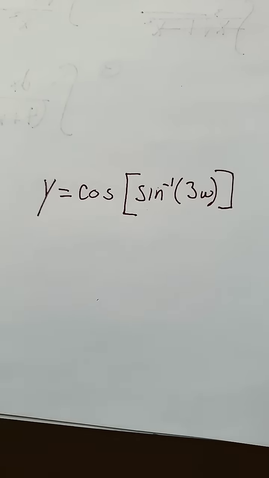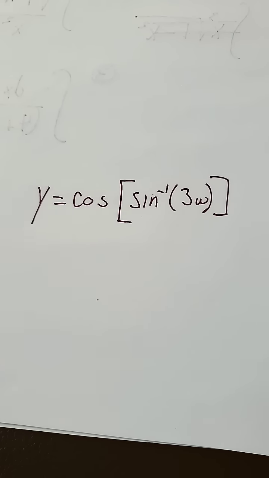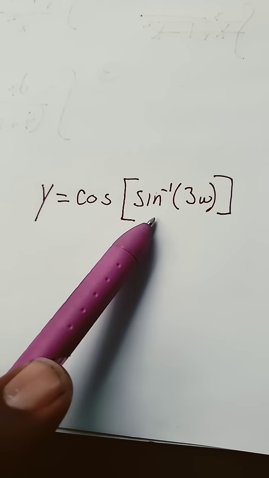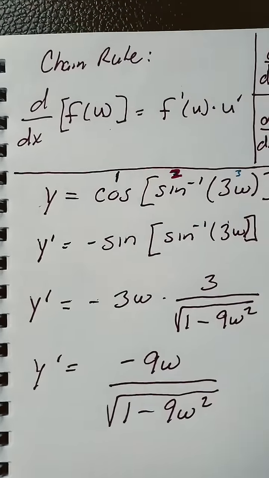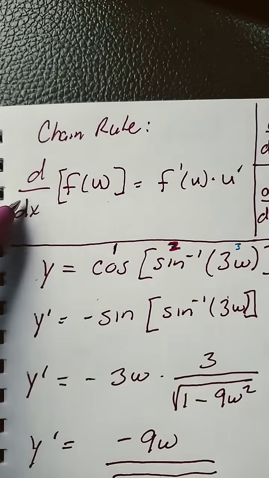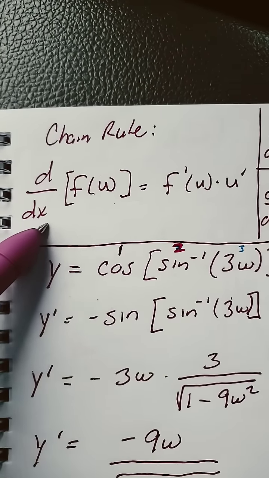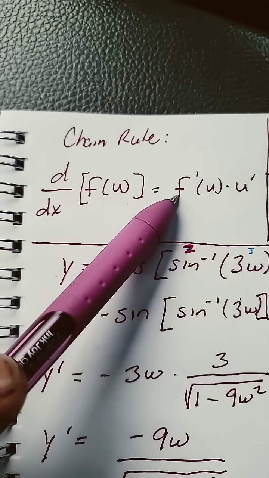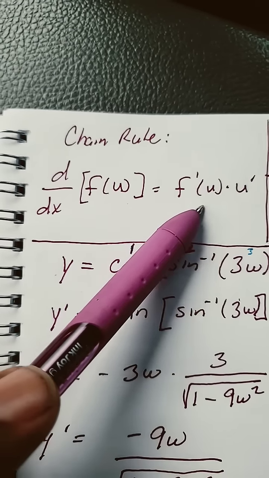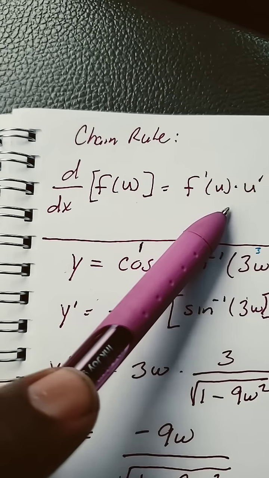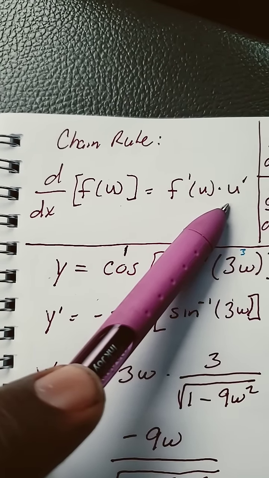A couple things we'll need to have is we'll first need to know the chain rule, and then we'll look at our derivatives for the cosine and inverse sine. Now if you recall the chain rule, the derivative with respect to x of f of u is going to be f prime of u times u prime. So we basically differentiate the outside, then multiply that by the derivative of the inside.